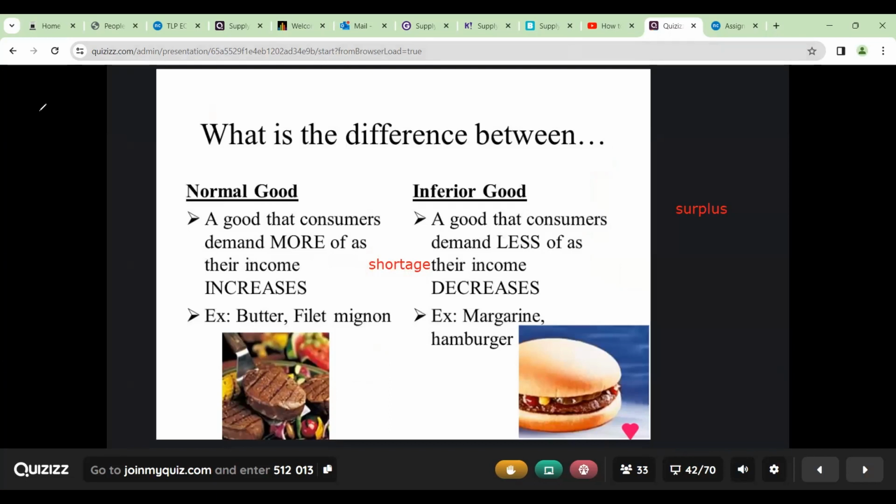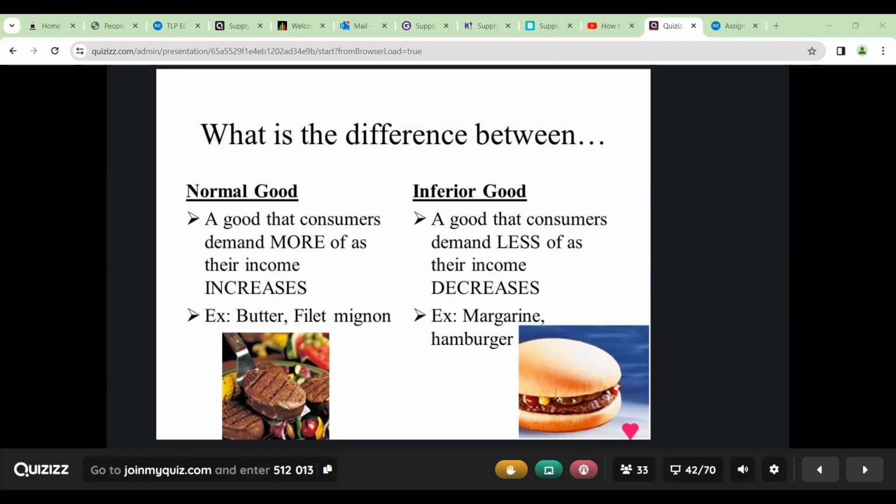So we'll talk here about normal and inferior goods. A normal good is anything that you buy more of when your income increases. So with that, I'll ask the class, what would you buy more of if your income increased? Vacations? Yes, vacations would be great, normal good.